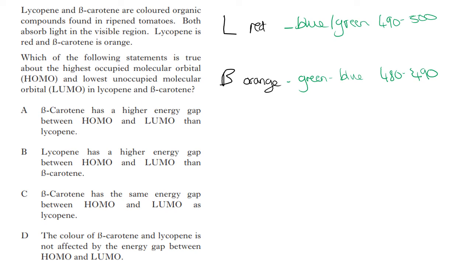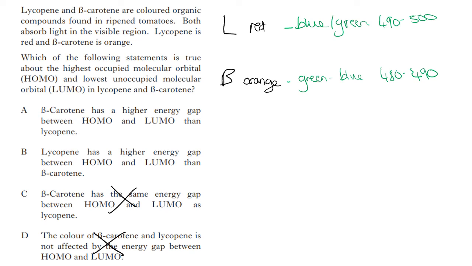Now, we've been given these statements. What can we say about the HOMO and LUMO gap? Well, if something's coloured, the light that is being absorbed is causing a transition from the HOMO to the LUMO. So, not affected? No, colour is always affected by the HOMO-LUMO gap. Beta-carotene has the same energy as HOMO-LUMO? No, that one can't be correct because they're different colours.